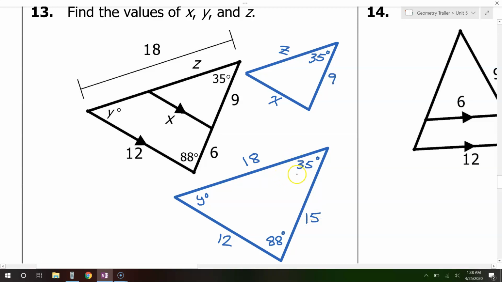Now, it's time to pick one of these triangles as new and one as old. It doesn't really matter which one is which, but I'm going to think of this triangle as new and this one as old. It doesn't matter which way you label it, but when you start writing your equations, put them in the form new over old is equal to new over old.